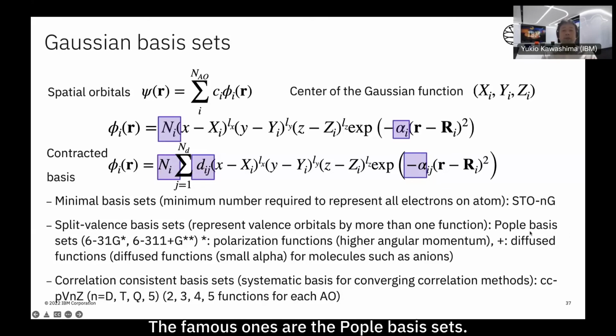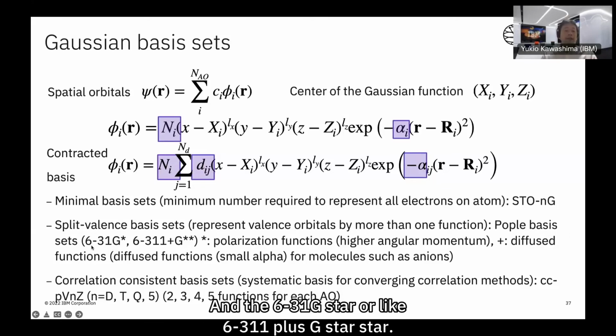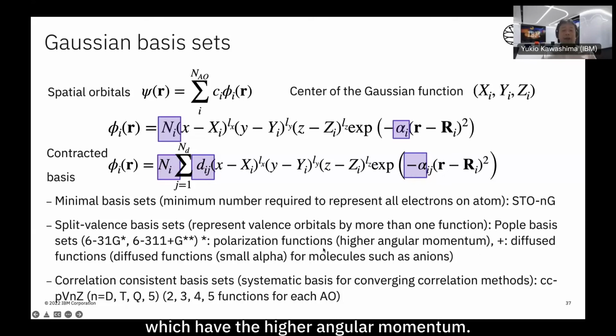The famous ones are the Pople basis sets, and the 6-31G star, or like 6-311+G star star. And what does star mean? Star represents the polarization functions, which have the higher angular momentum. I'll talk about this later.